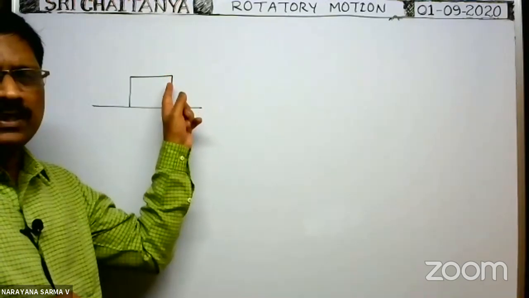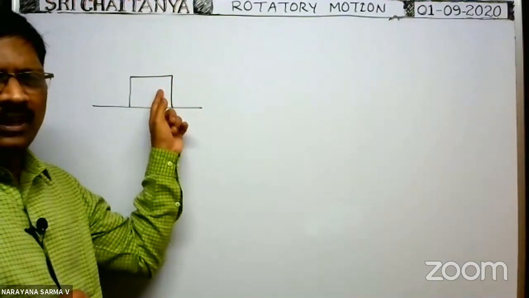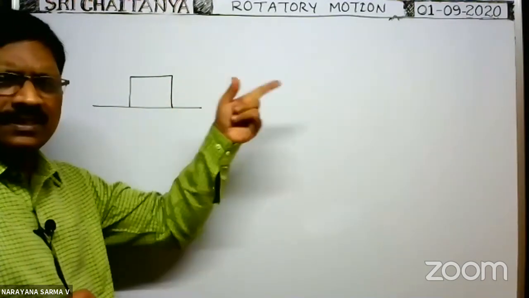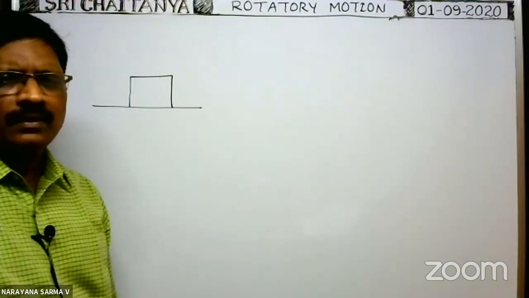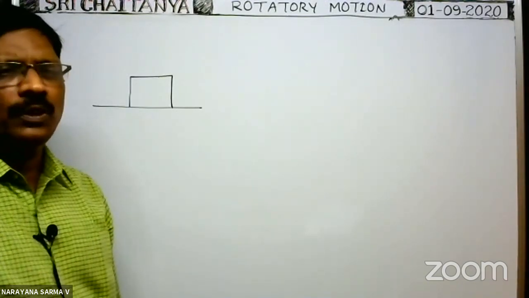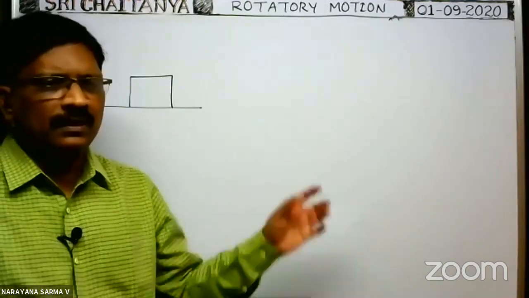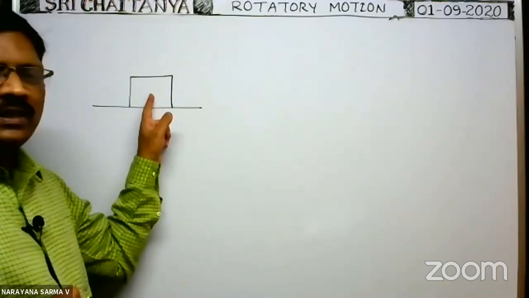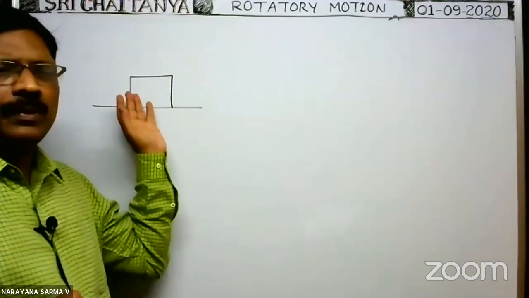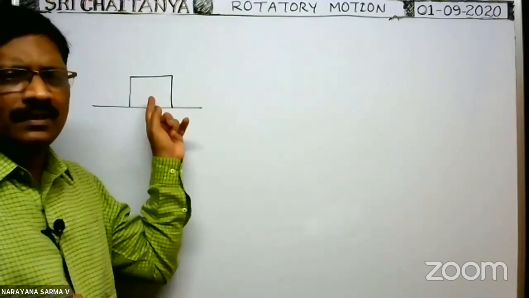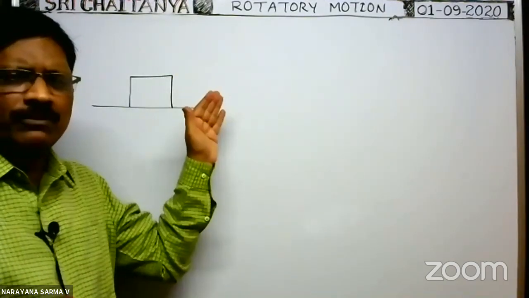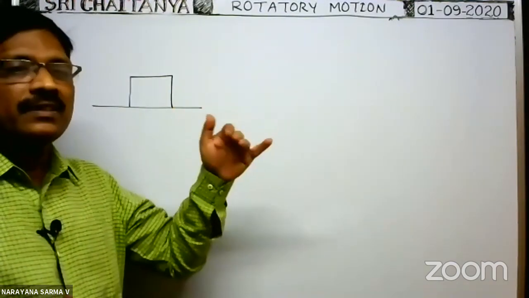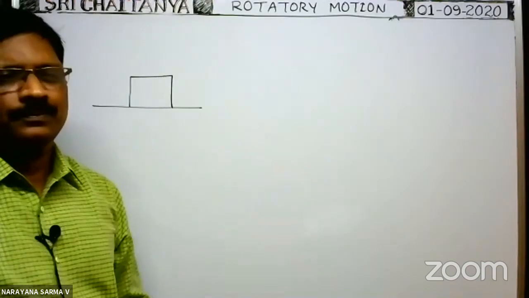If you do not apply any force on a body, initially it is at rest. Does the body continue its state of rest, or does it change by itself? Initially, the body is at rest. If you do not apply any force on the body, does it start its motion by itself or continue its state of rest? It will be at rest only. That means this body at rest is unable to change itself from its state of rest to motion.